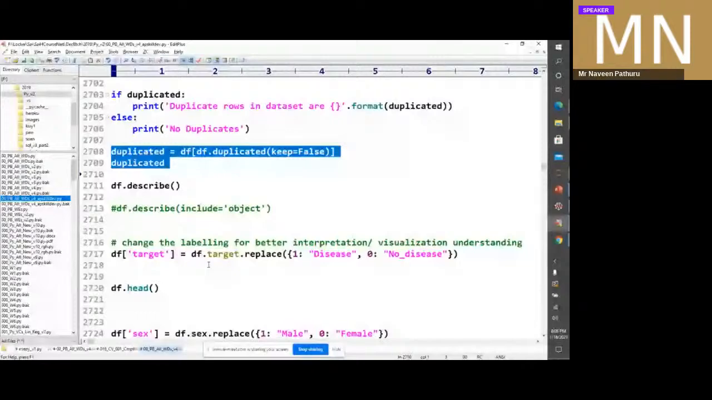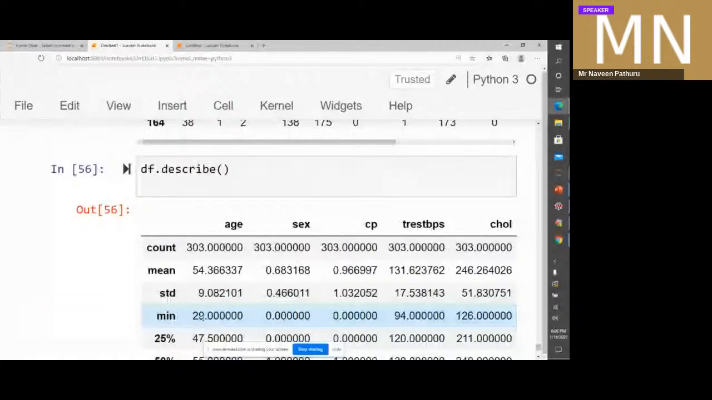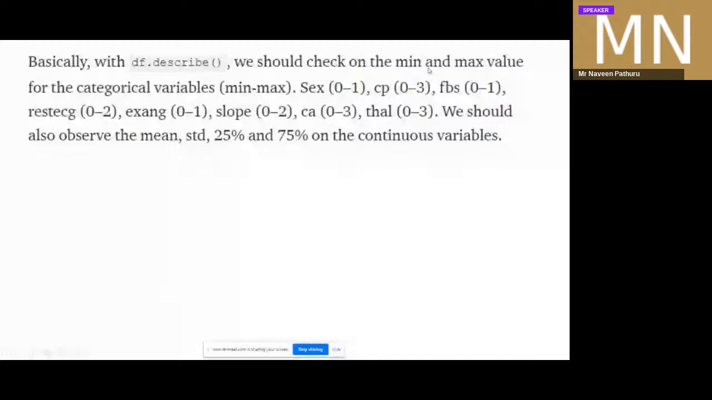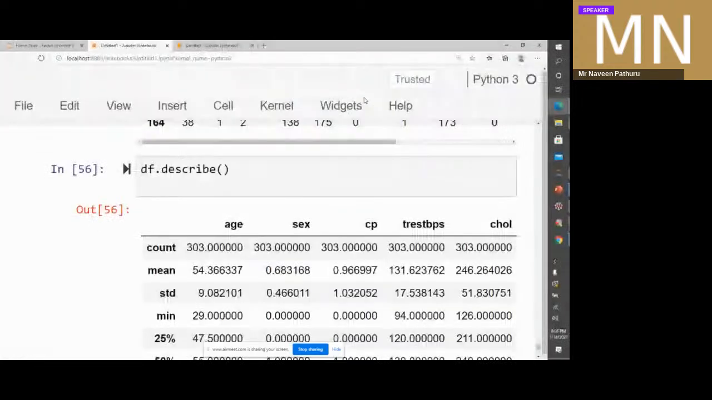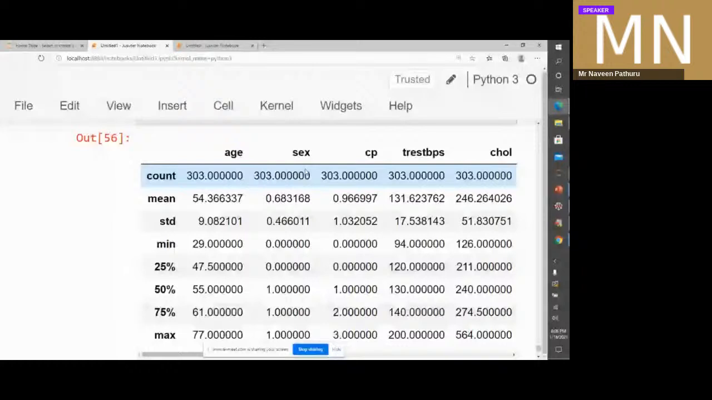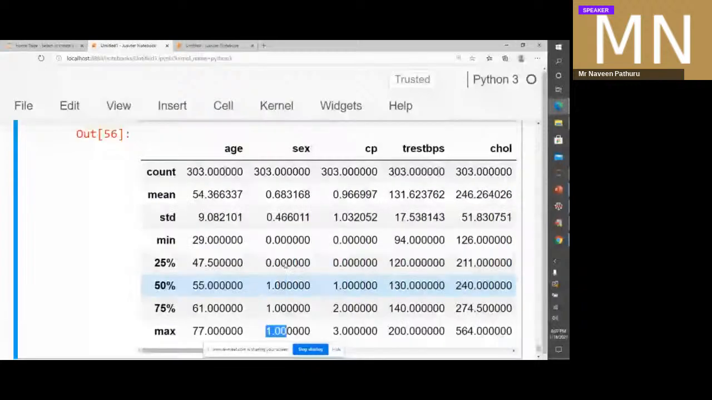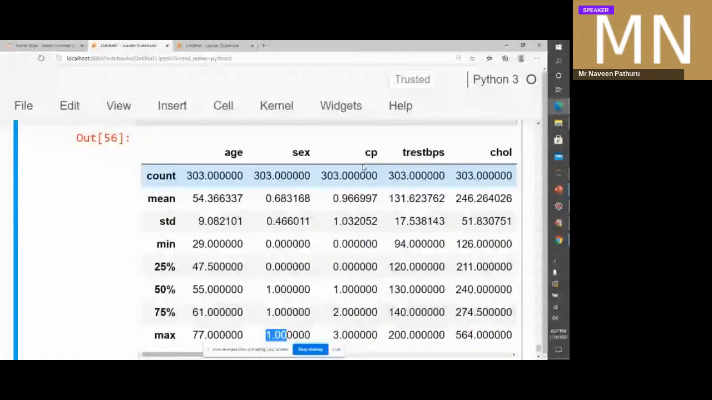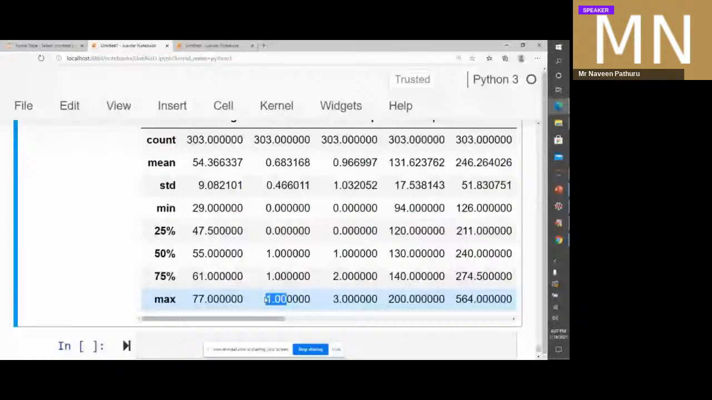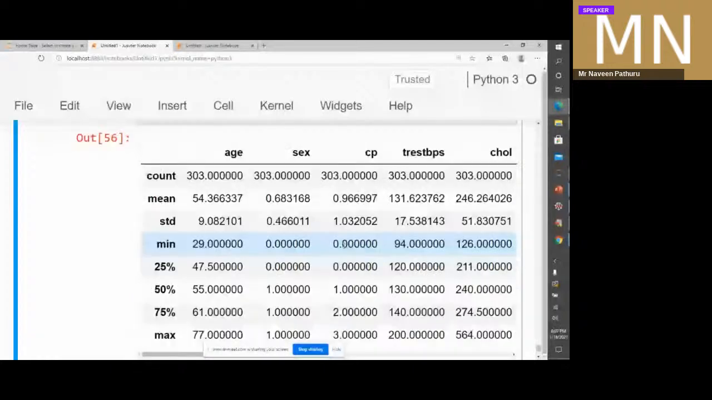Here, describe is nothing but the basics. Here we should see the min and the max value for the categorical variables. So here's sex, CP, FPS. These are all the categorical values. It will give us the min and the max. Look at sex: the min is 0 and the max is 1. It's categorical, or binary. What you are trying to ensure for categorical is that if values are between 0 and 1 and you suddenly find a 2 here, then that's an invalid value. You just double check it here. Then CP, min 0 and max looks okay.